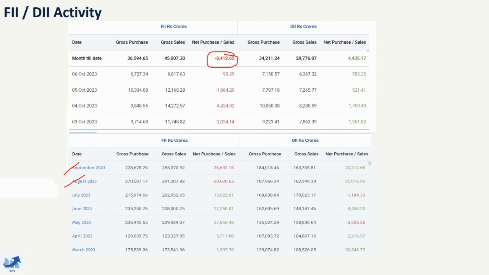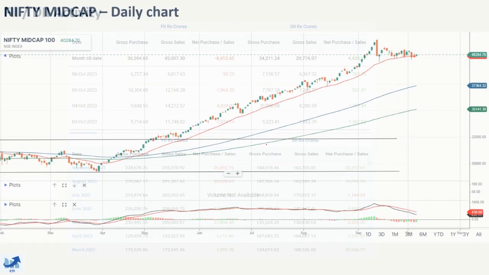So DIIs have not been able to absorb the entire selling pressure of the FIIs. You could see they were supporting the market for the entire month of August and September, but we have to wait and watch as to what happens in October. So FIIs are still continuing this selling spree in the October month as well.